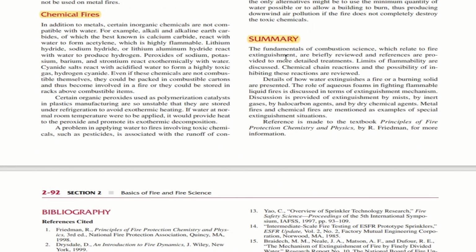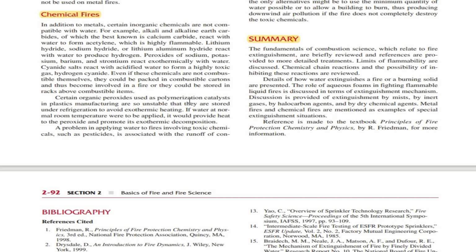So the summary, we'll just go through since it is very small. The fundamentals of combustion science which relate to fire extinguishment are briefly reviewed, and references are provided to more detailed treatments. Limits of flammability are discussed. Chemical chain reactions and the possibility of inhibiting these reactions are reviewed. Details of how water extinguishes a fire or a burning solid are presented. The role of aqueous foams in fighting flammable liquid fires is discussed in terms of extinguishment mechanism. Discussion is provided of extinguishment by mists, by inert gases, by halocarbon agents, and by dry chemical agents. Metal fires and chemical fires are mentioned as examples of special extinguishment situations.